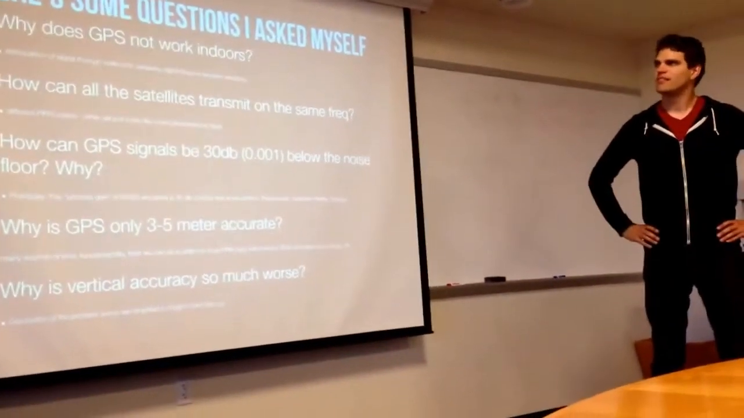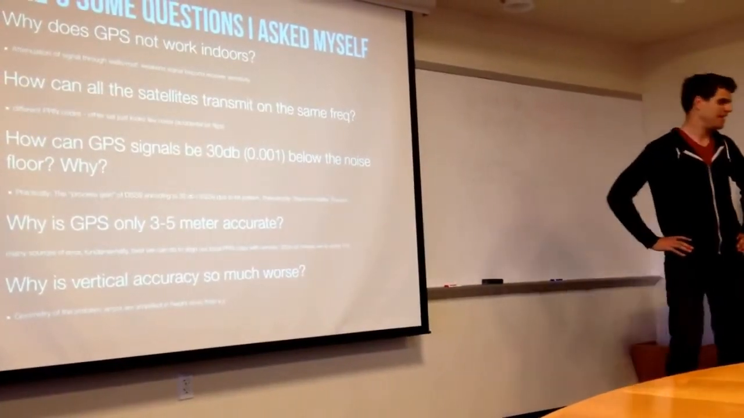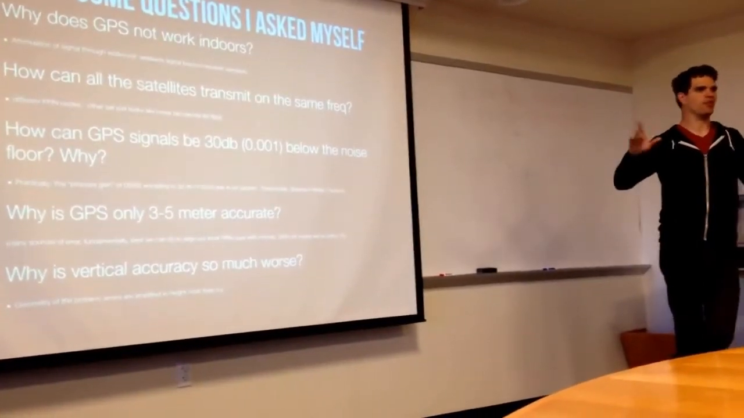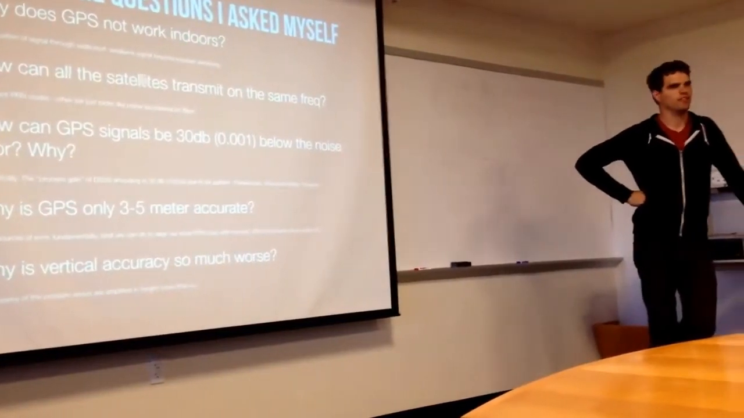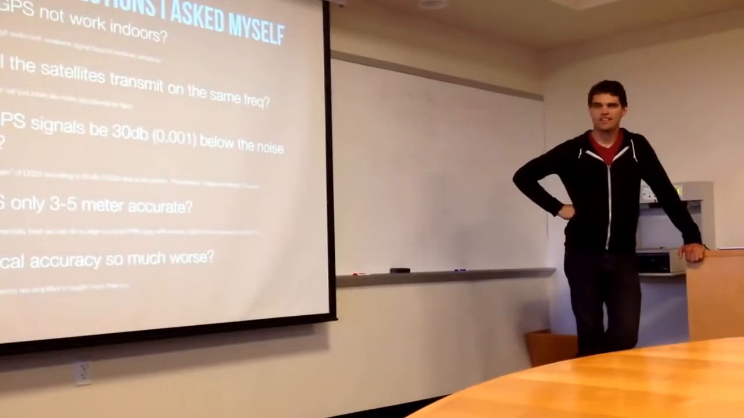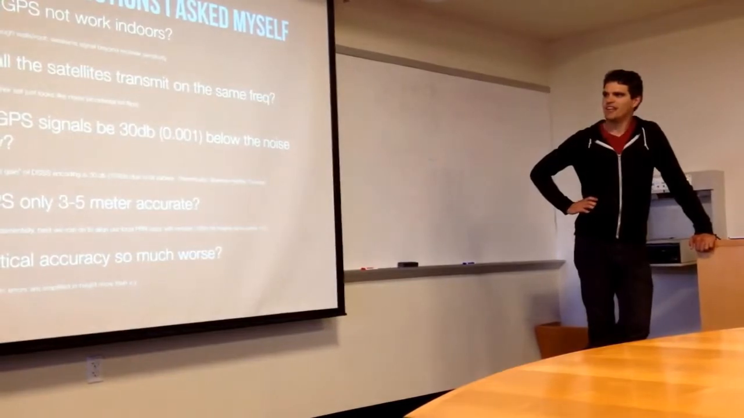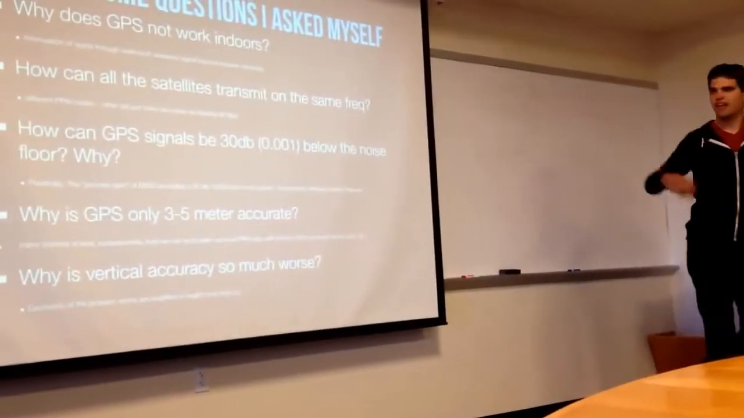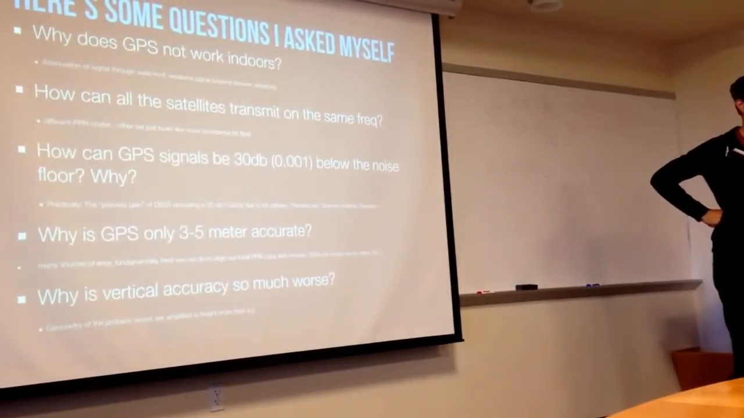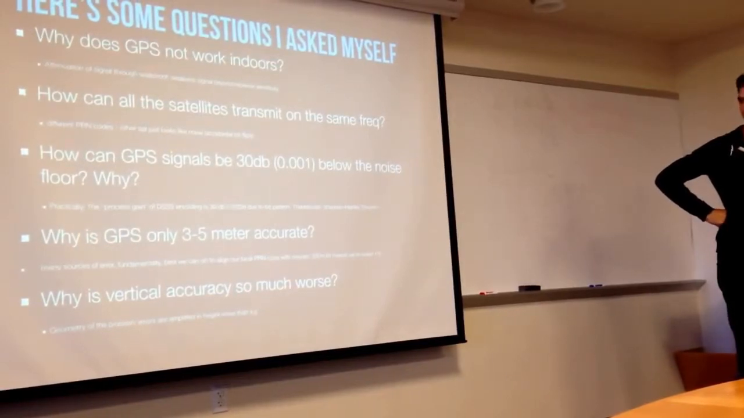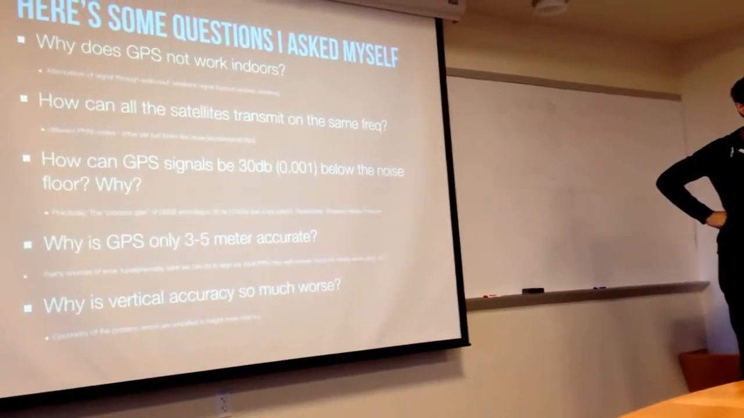So these GPS signals are incredibly weak. They're 1,000 times less powerful than the thermal noise around us, and so they get attenuated so much traveling through any reasonable sized material that they just disappear in the noise. How can all the satellites transmit on the same frequency? Like I said, they all use different PRN codes. Same reason for how GPS signals can be so far below the noise floor. How are they so incredibly weak and you can still pick them up? Same thing, actually: this direct sequence spread spectrum technology lets you get it out of the noise.